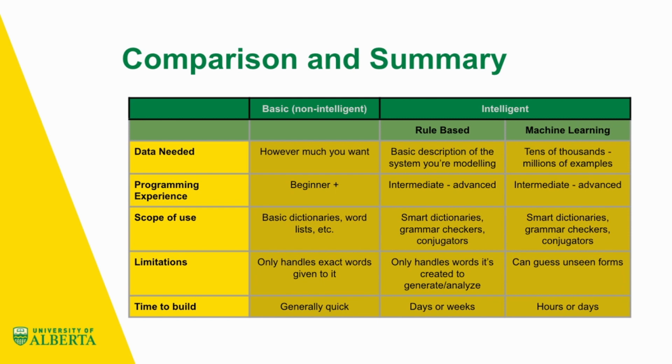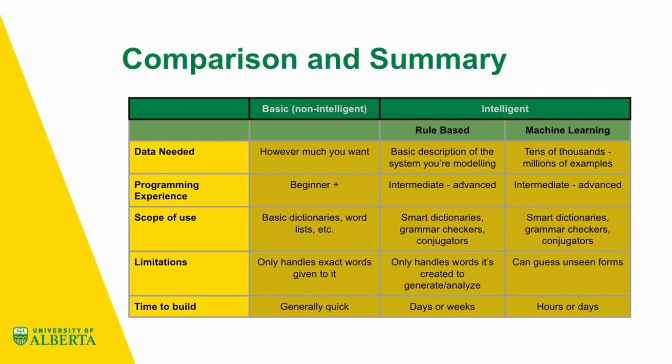Then finally, the machine learning systems. For the data, you basically need tens of thousands or millions of examples of the speech, the words, the pictures, whatever you're teaching the computer. The programming experience is intermediate or advanced. You might not need to be a professional software developer to start fooling around with these, but you will need to know how to program or work with someone who knows how to do some programming. I would not consider myself a software developer in any capacity, but I'm working with these sorts of systems. They can create smart dictionaries, grammar checkers, and conjugators, just like rule-based systems.